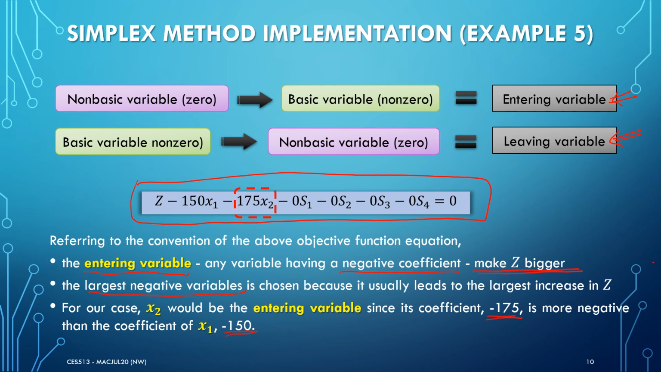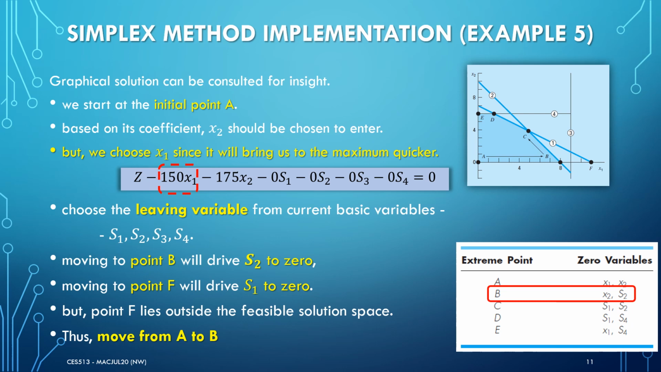Recall that before this, the non-basic variables, which are the zero variables, consist of x1 and x2. So for this step, we need to change one of the non-basic variables into a basic variable, which is a non-zero variable. For our case here, we choose x2 because the coefficient is negative 175. At this point, the graphical solution can be consulted for insight.